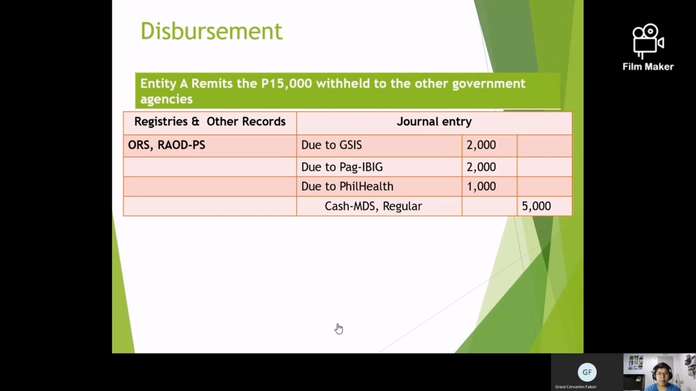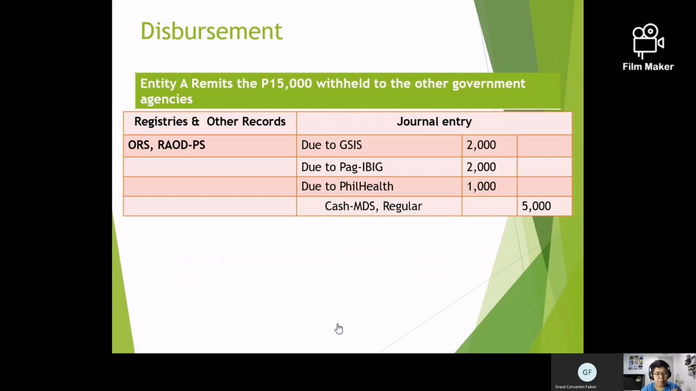Cash MDS regular, 5,000. Ma'am, bakit ganon? 5,000 lang po yung binayad natin or niremit natin na withholdings. 15,000 po yung total withholding ng government agency na yan or ni entity A. Ano po yung 10,000? Remember, that is due to BIR.